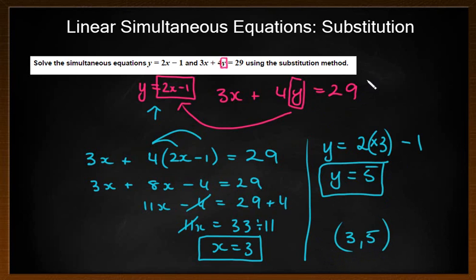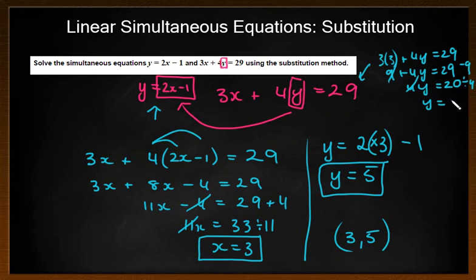You could have put it into the second equation here, of course, but look how much more challenging it is. You've got 3 times 3 plus 4y equals 29, which means that's 9 plus 4y equals 29. I'm going to take the 9 across. We get 4y equals 20. Divide by 4. I get y is equal to 5. And it is exactly the same solution, as you can see. But how much more challenging was that second way? It was much easier when y was the subject.